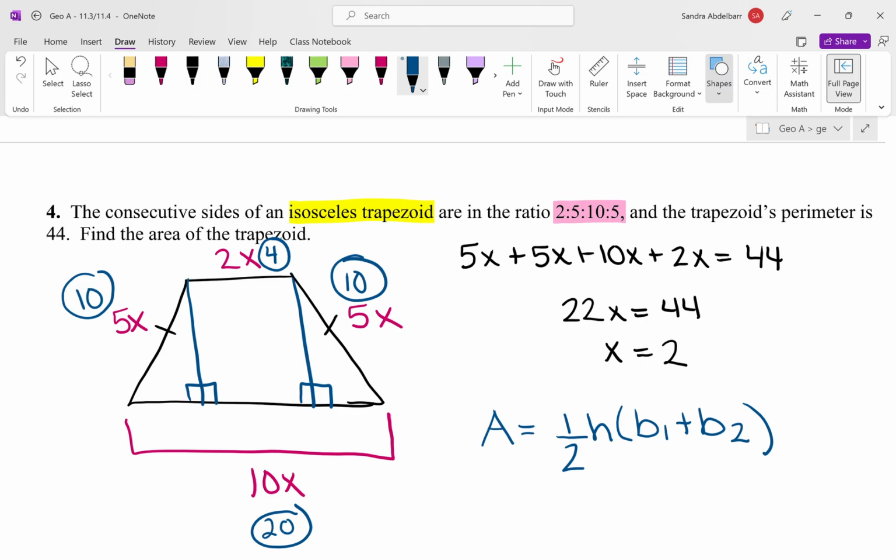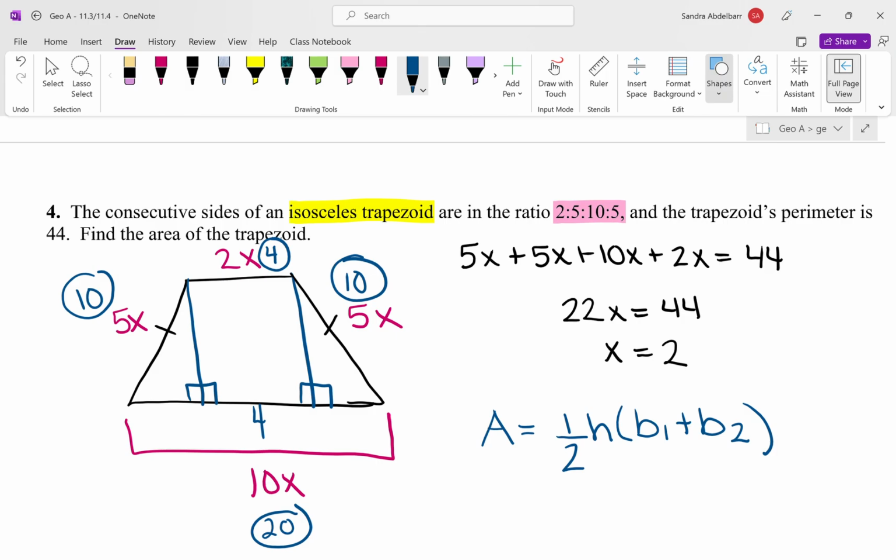Not a square. What's in the middle? Not a square, a rectangle. And what about the two triangles? They're both congruent because the legs are congruent. So now, if there's 4 units on top, do we agree there's 4 units on the bottom? Because the rectangle opposite sides are congruent. So now I have 20 minus 4. What's 20 minus 4? 16.